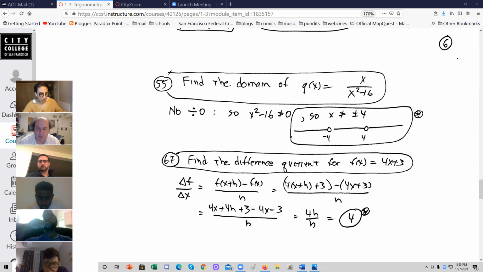Okay, for some simplifying: distribute the 4, distribute the minus. 4x plus 4h plus 3 minus 4x minus 3. The 4x's cancel, the 3's cancel. We're left with 4h over h. Then the h's cancel, and we're left with 4. That's the difference quotient. Basically, since 4x plus 3 is a straight line, any 2 points on that line will give the same straight line with a slope of 4.